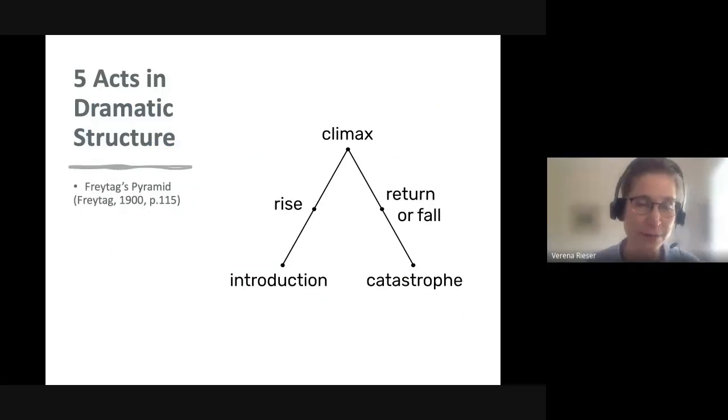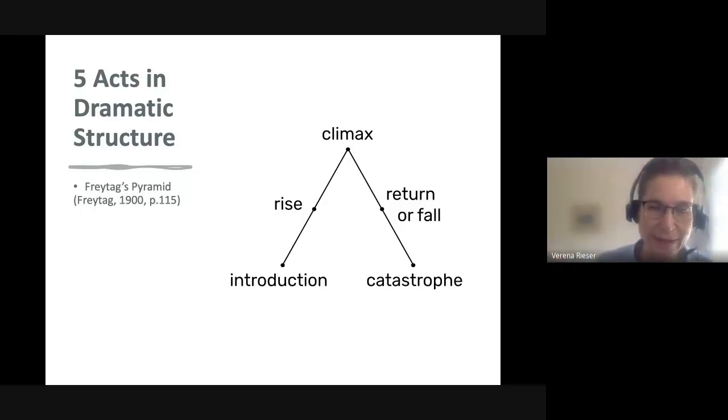And why 5 acts? The 5 acts are inspired by the dramatic structure as described by Freytag in 1900. Another fact about myself, I originally studied literature. And this is how you describe a drama, right? There is an introduction of the topic, then there's a rise in action, there's some sort of climax which happens, then there's a return or fall, and finally there's the catastrophe.